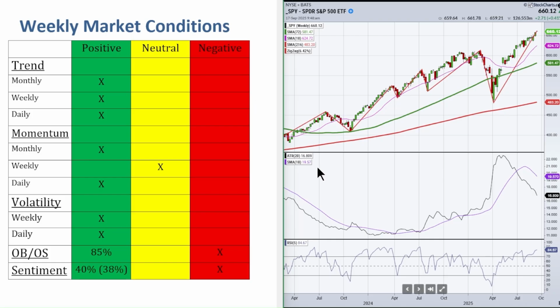So we're going to start out with the S&P using the Spider. We're going to go through the market conditions. Now, the sentiment has moved up again. We have 40% more bulls than bears based on the Investors Intelligence Sentiment Survey.